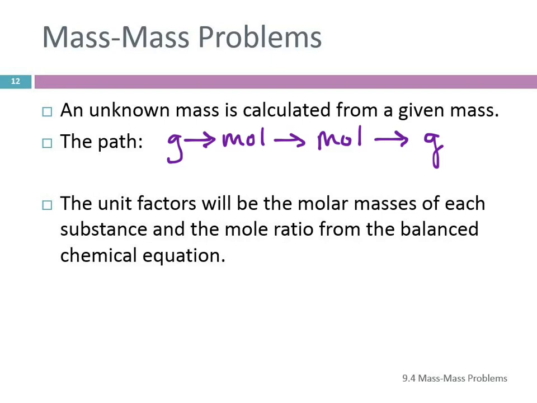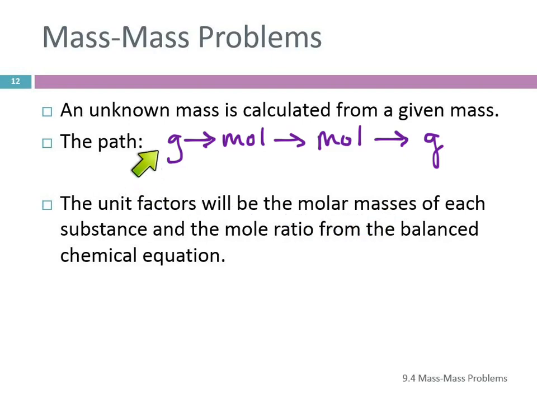So this is like the standard, the regular type of stoichiometry problem. Each of these, see, this is a path, just like we made paths for unit analysis, right? And for each of these arrows, we need a unit factor. The unit factor for converting grams to moles is called what? The molar mass, right? So we're going to need the molar mass.